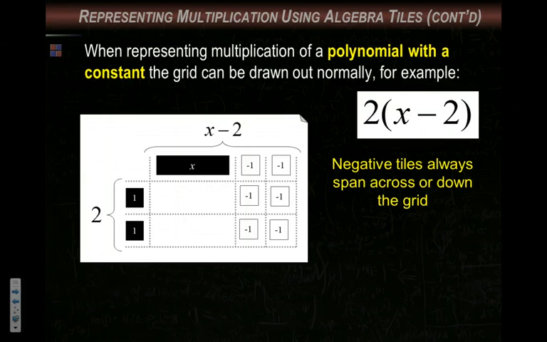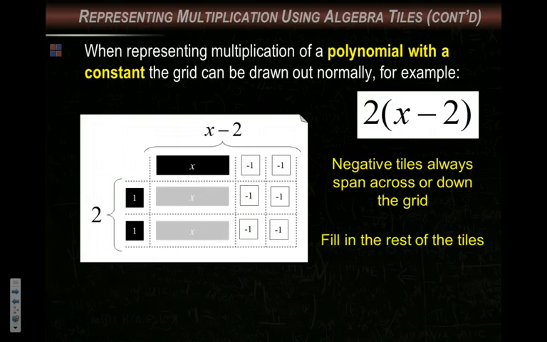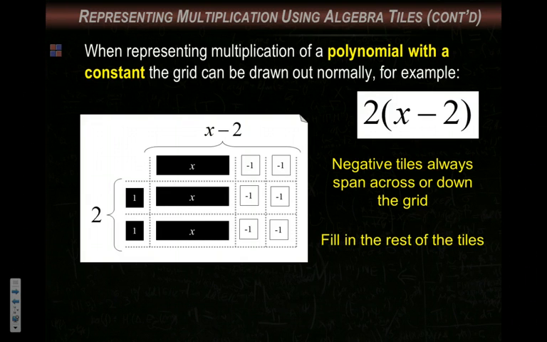When you fill in negatives into a grid, the negatives go all the way down or all the way across. And so now I get this. I get my answer. My answer is 2x minus 4. I'm done. Okay? It's a bit tricky. You're going to have to practice it. But in reality, it is actually a fairly easy way.